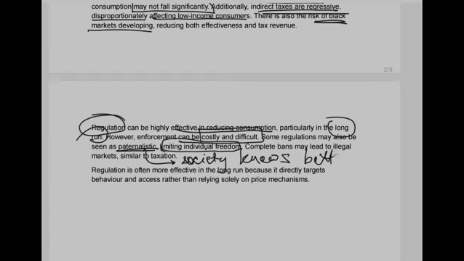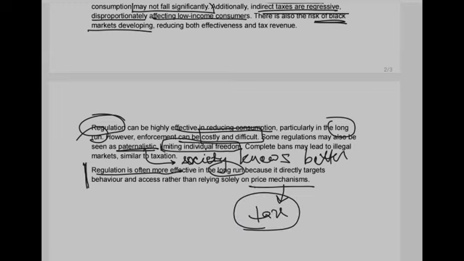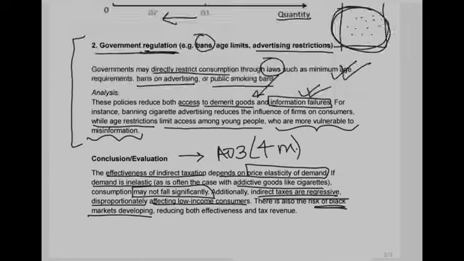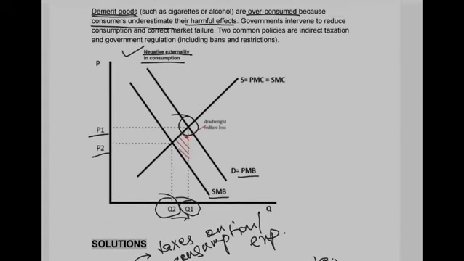Now, when we are writing the final conclusion, we will write that regulation is often more effective in the long run, and the price mechanism of taxation is affected, which might not lead to the required effectiveness of the policy. Now this was regarding all the components and the entire answer for your 12 marker.